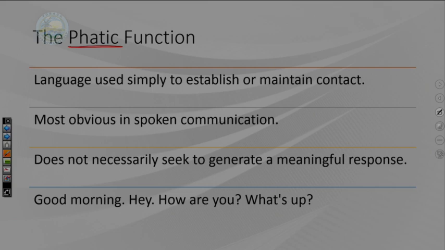With the phatic function of language, language is used simply to establish or maintain contact. This is most obvious in spoken communication. It does not seek to generate, and note here, it does not seek to generate a meaningful response. What do we mean by that phatic function?